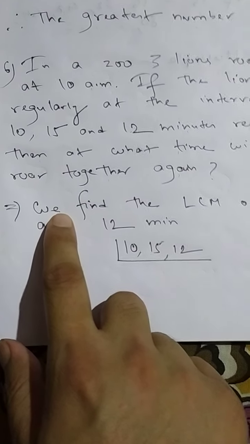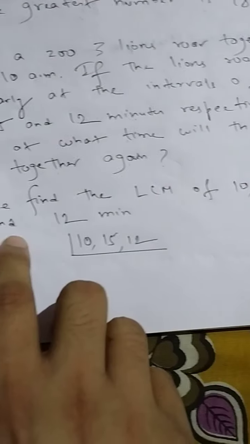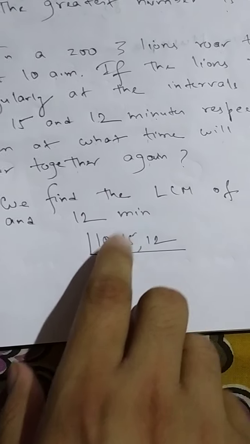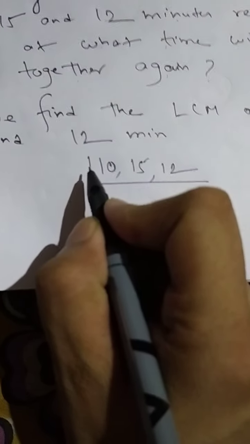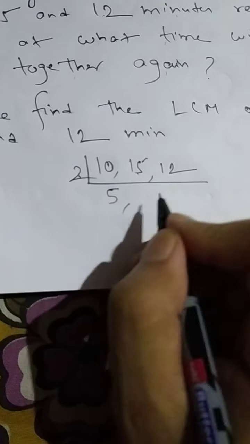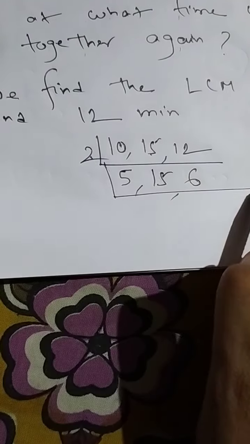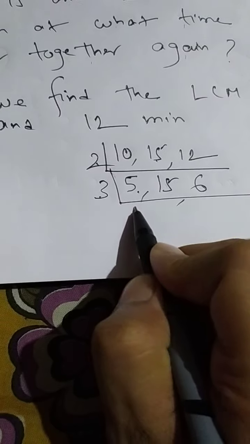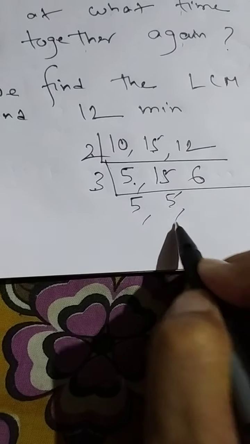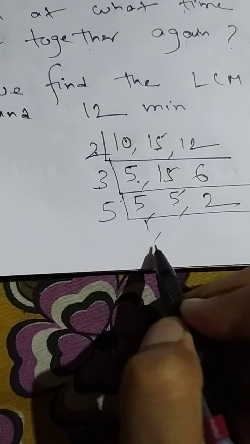So first we find the LCM of 10, 15 and 12 minutes. Let's do it for you. First, suppose I use 2. 5 2s are 10. 15 is not divisible, so write down 15, and 6 2s are 12. Now you can use 3. 5 is not divisible, write down 5. 5 3s are 15 and 3 2s are 6. And at last use 5. 1, 1, 2.